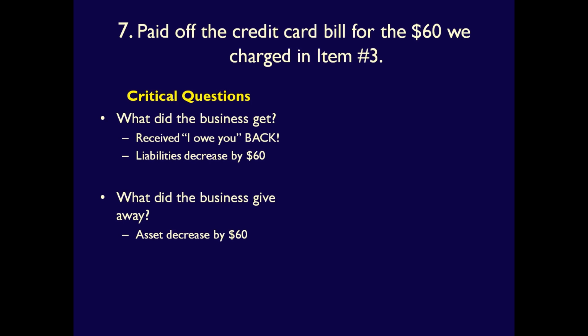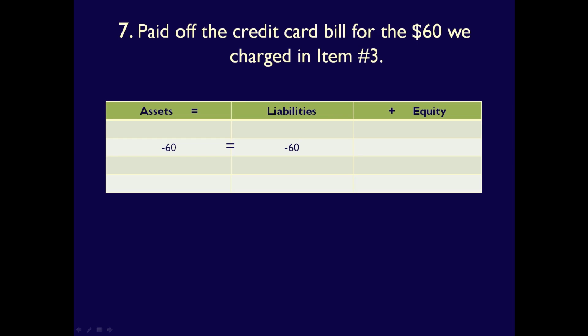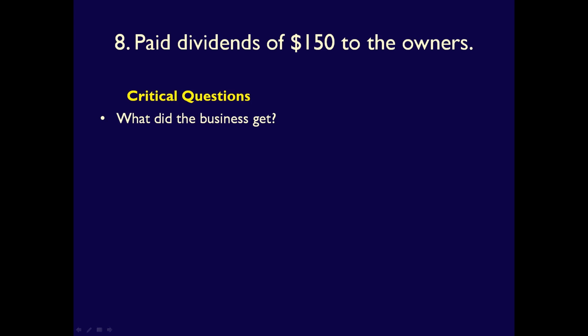Let's record this business activity in the expanded accounting equation. Assets decreased by $60, liabilities decreased by $60. Let's record this activity in the basic accounting equation. It's the same entry because assets and liabilities don't have any sub-elements under them. Last transaction. 8. Paid dividends of $150 to the owner.